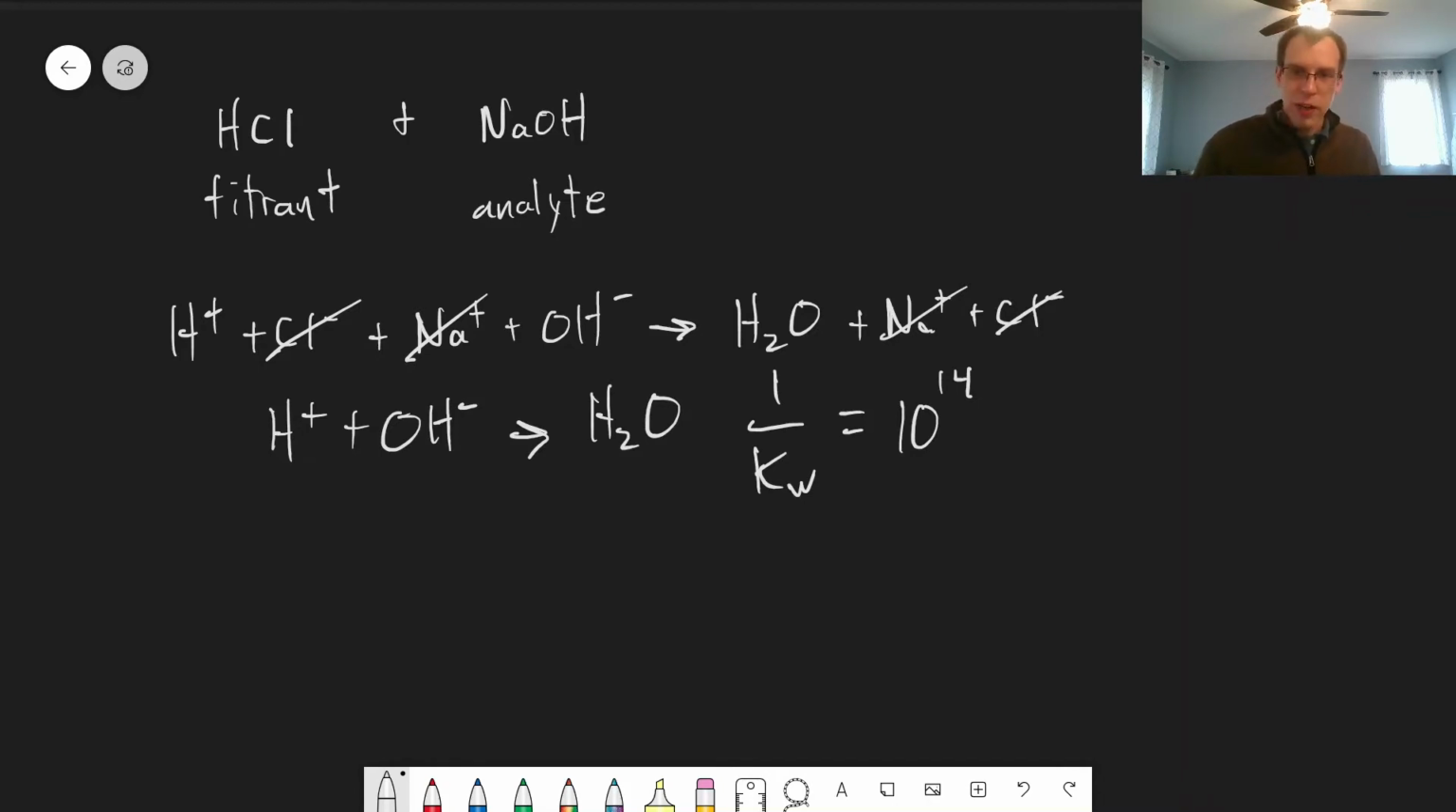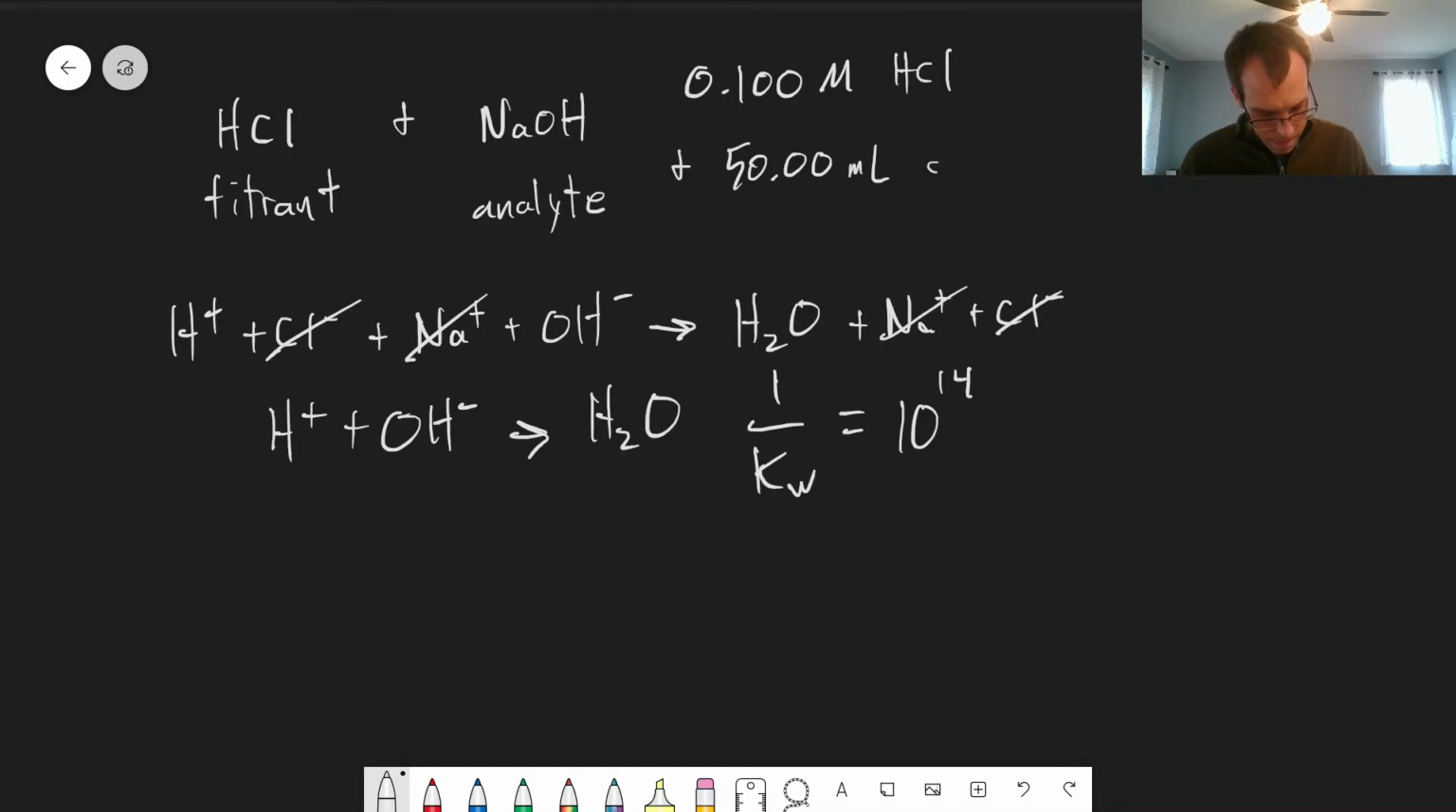Okay, so we don't need to worry about Ka or Kb for these species because they're strong. They're strong acid, strong base. That's by definition, we don't need to worry about that. But let's look at the different parts of the titration curve and what it's going to look like. So we'll look at the specific case where we have 0.1 molar HCl and 50 milliliters of 0.02 molar sodium hydroxide.